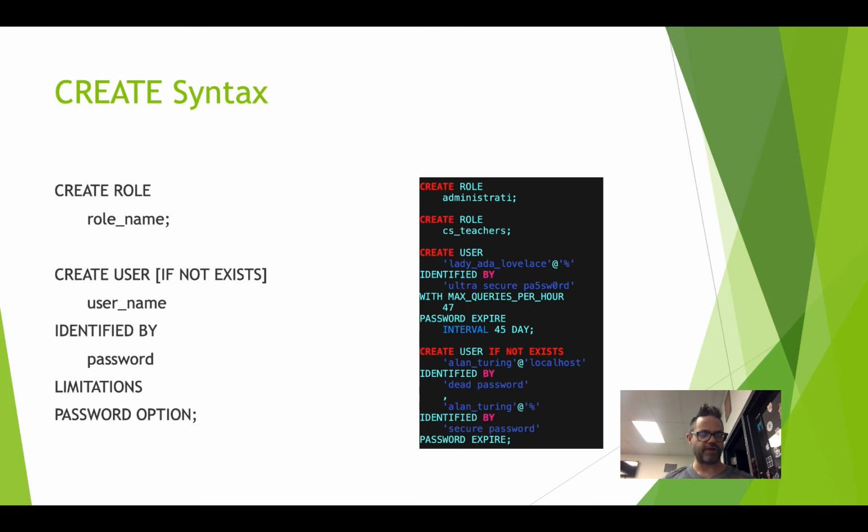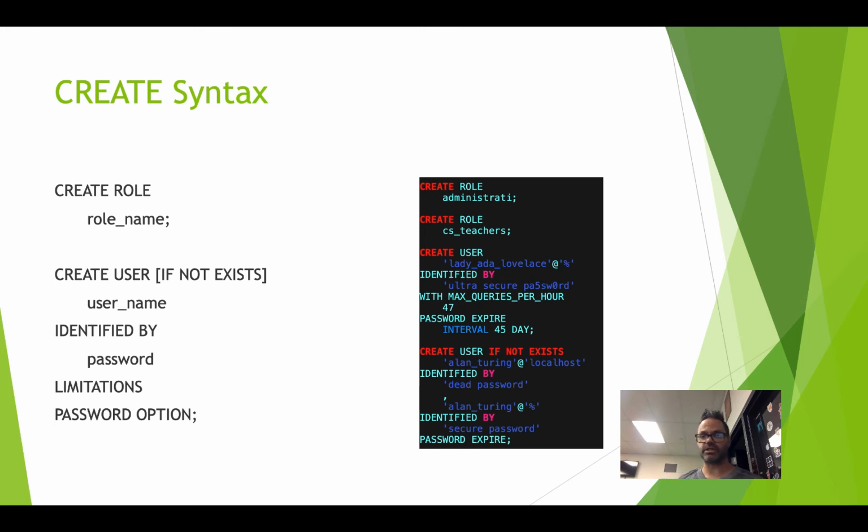We then have identified by, and that's where our password goes. I honestly think we should always identify by a password, whether we do this explicitly using a plugin so we can have secure features or not. But you definitely want to identify the password. You don't want to just simply create a user randomly. You then have some limitations you can place on it, and then the password options you can place on it. And again, order matters. So create the user, identified by, then limitations, and password options.